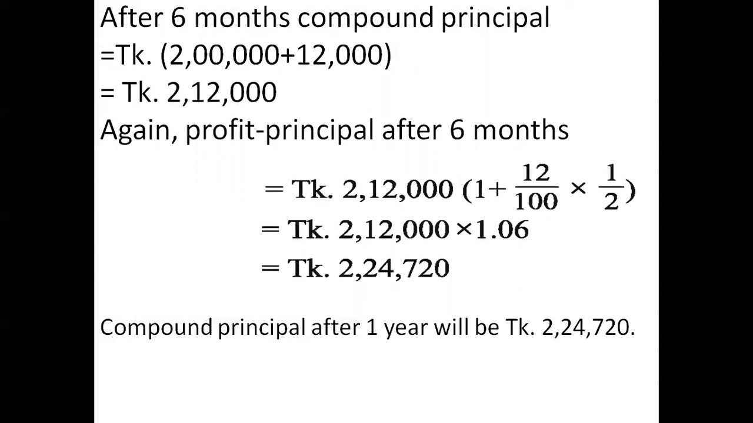So compound principal after 1 year will be P into 1 plus NR, applying this formula, putting the value, after calculation, we get the amount 2,24,720. So the compound principal after 1 year will be 2,24,720. Okay.